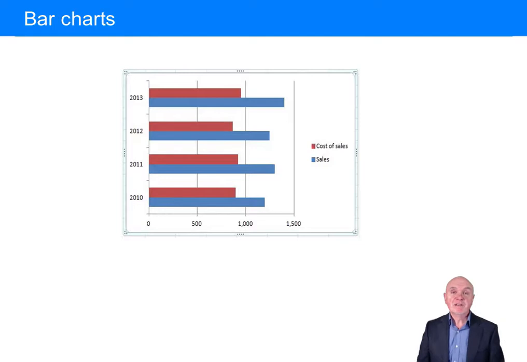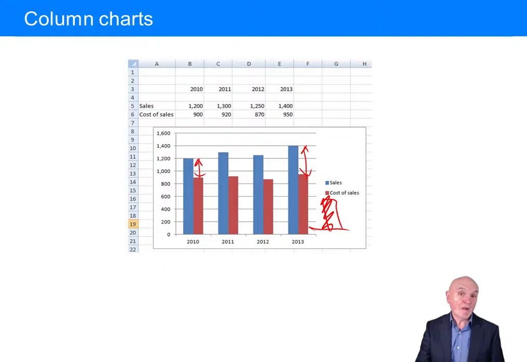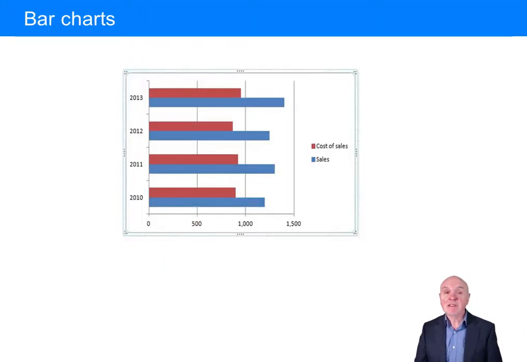Very similar, but just drawn the other way, you have what's called bar charts here. This is exactly the same data, just turned on its side. I think this is by far the commonest, actually, but this does exist.